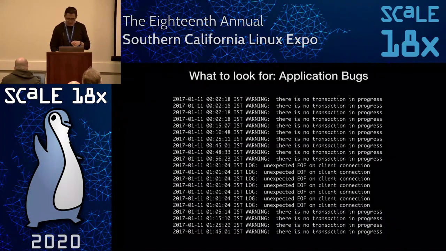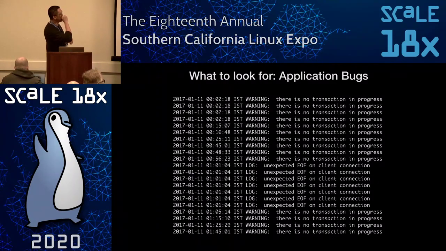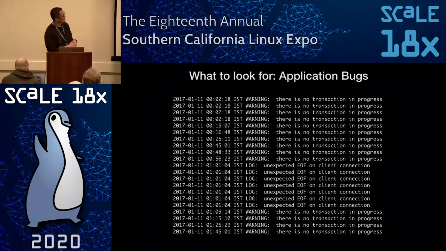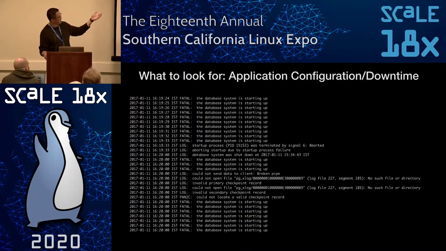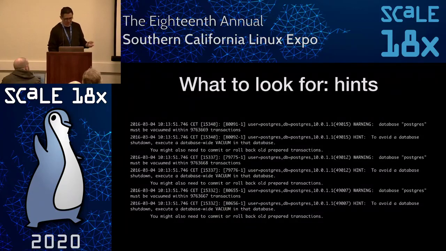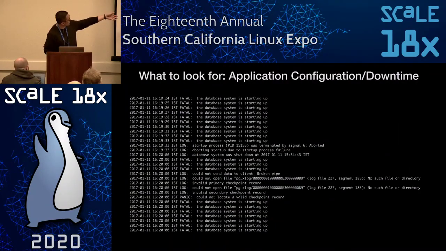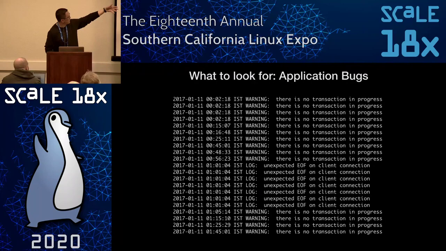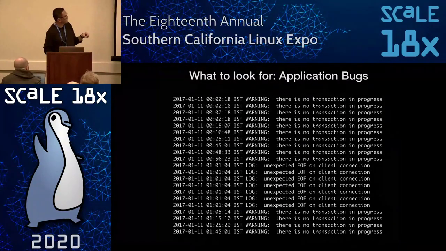All right. Application bugs. I mentioned the typo one. Here's another one: "WARNING: there is no transaction in progress" and "unexpected EOF on client connection." Is that bad? I don't know. In these other examples there's no IP address. Is this a bunch of different servers? It's actually just one. If you had the %r in your log line prefix, you would actually know.